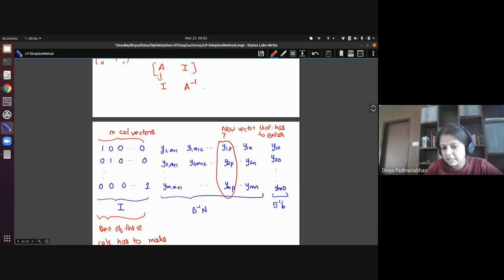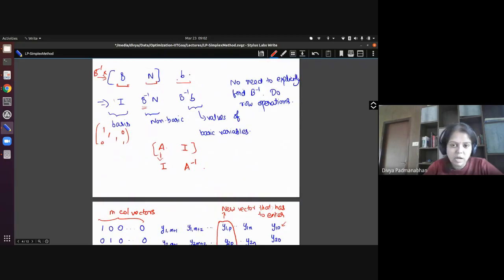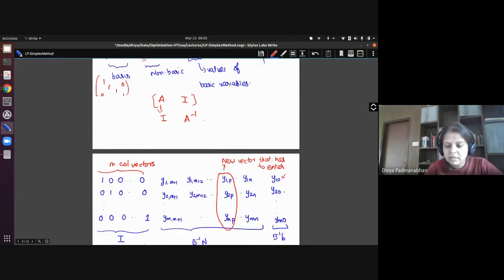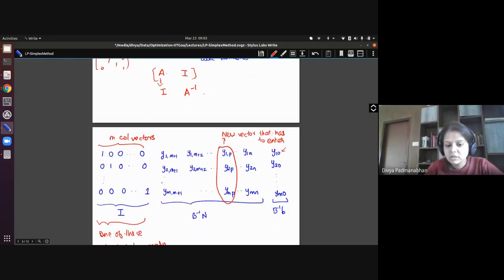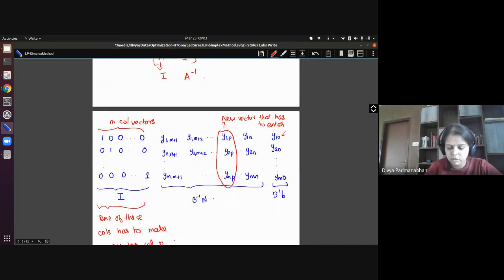And similarly for the second row, you have this representation, and this is going to be whatever you had as the small b. So instead of that, I'm just going to write it as y10, y20, and so on up to yn0. This part is going to represent the B inverse N, the non-basic column vectors, and this part is the solution.